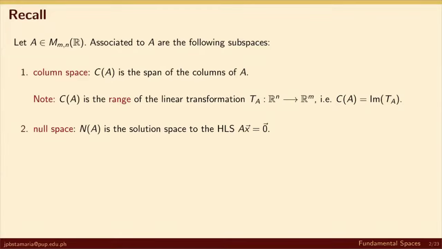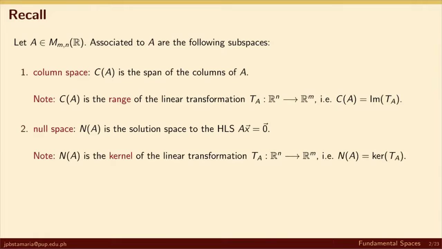Another space associated to A is the null space, right? The null space of a matrix is basically the set of all solutions to the homogeneous linear system Ax equal to 0. We know very well that the solution set to a homogeneous linear system like this is always a subspace, and that is what we call the null space.